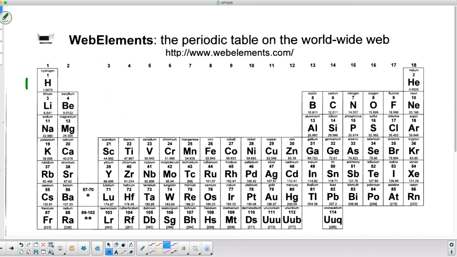Here's period 1, going all the way across, hydrogen and helium. Period 2, lithium to neon. Period 3 goes sodium to argon. Period 4, period 5, period 6. Now once you get through period 5, notice what happens down here in period 6. What is this block? This block right here is the bottom portion.